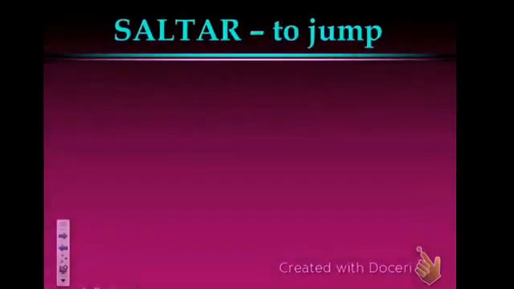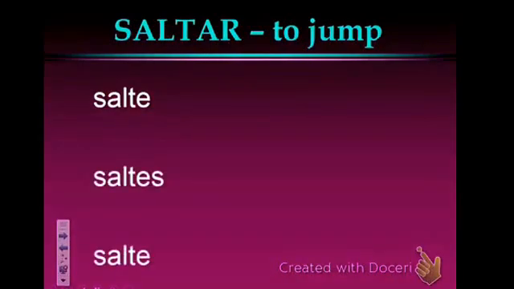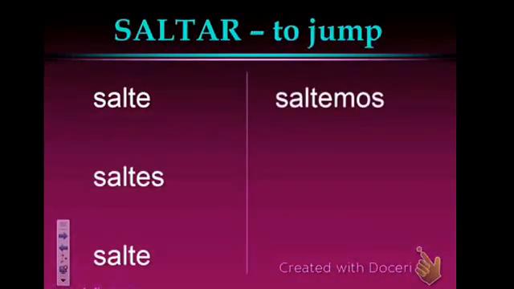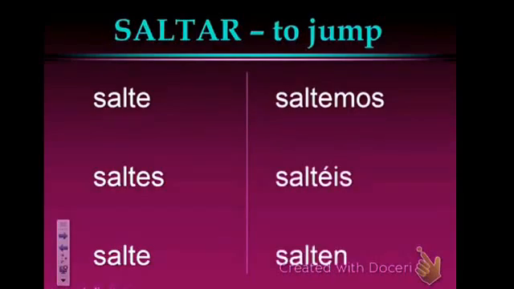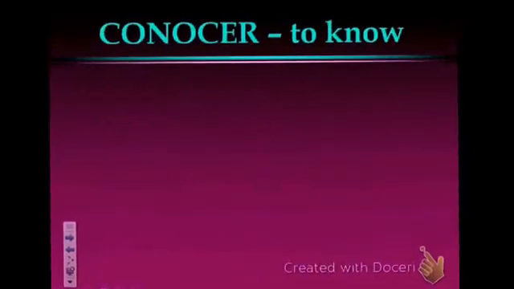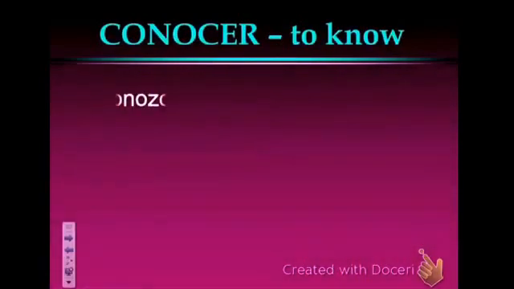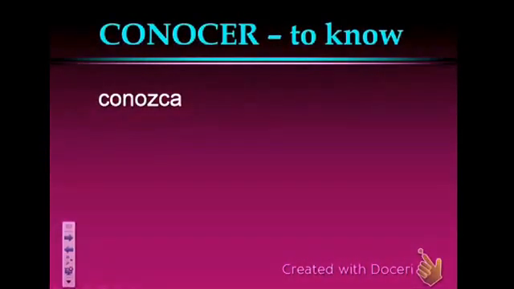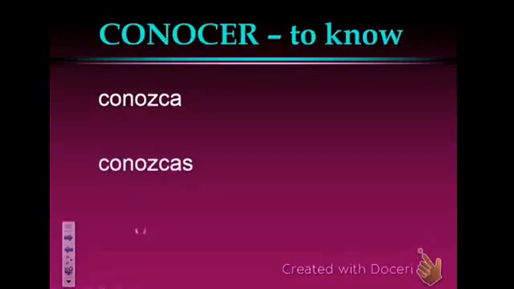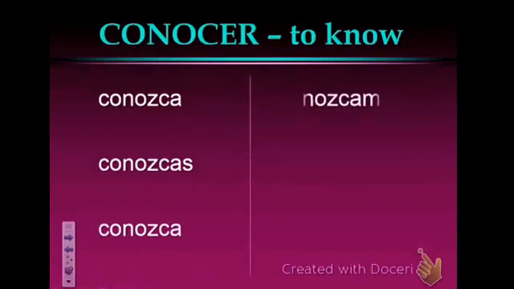Saltar, AR verb, right? Salte, saltes, salte, saltemos and salten. These are the present subjunctive forms. Conocer, conozca. Remember the yo form of conocer is conozco. Drop the O, add the opposite ending of the stem. So conozca, conozcas. Notice how it keeps the yo form all the way through. Conozca, conozcamos, conozcan.